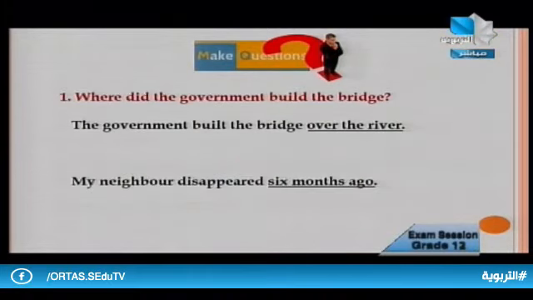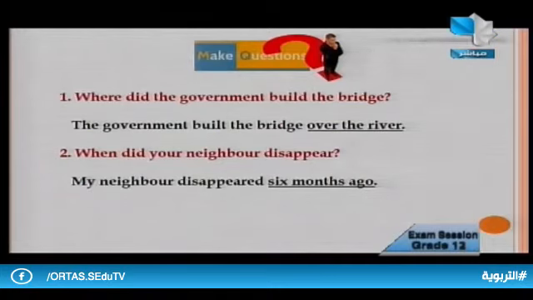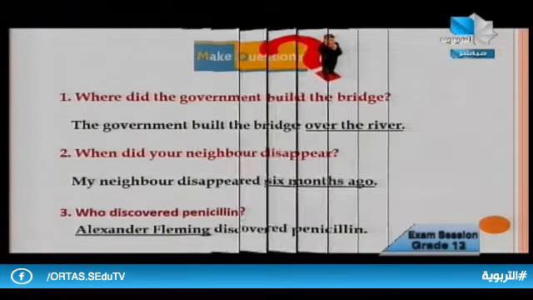Number 2, my neighbor disappeared 6 months ago. Here we have the underlined phrase, it's a time. We have to use when. After that, we have to use the auxiliary did. When did your neighbor disappear? Number 3, Alexander Fleming discovered penicillin. We are asking about a person, so we only use who. Who discovered penicillin?